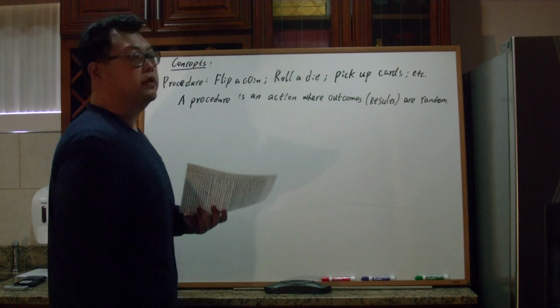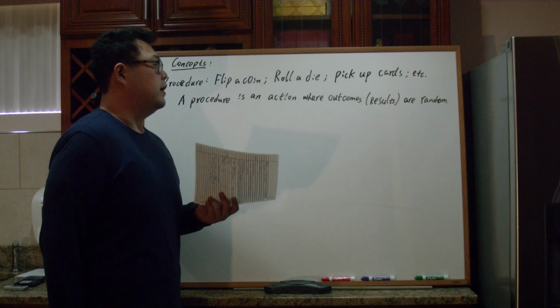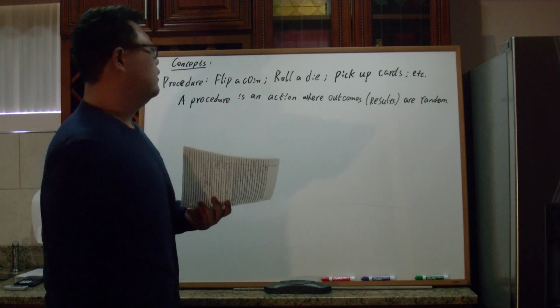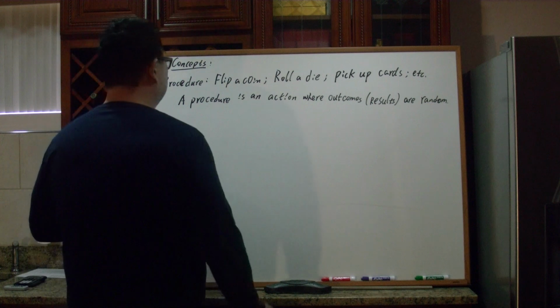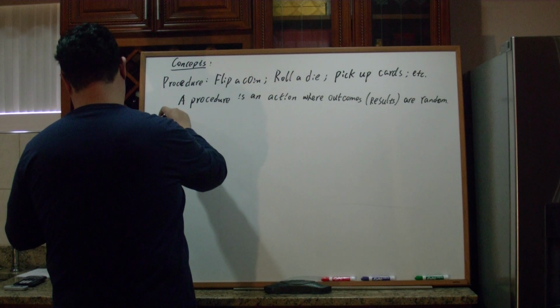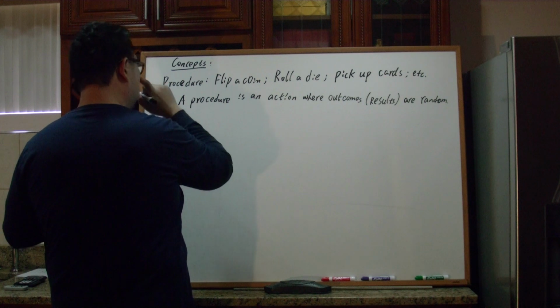So the results from picking up cards, rolling dice, or flipping coins are random. That kind of thing is the procedure, to do that action.